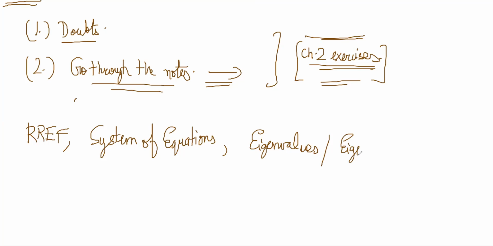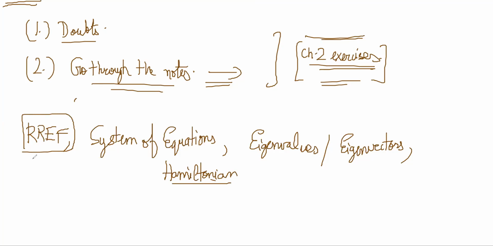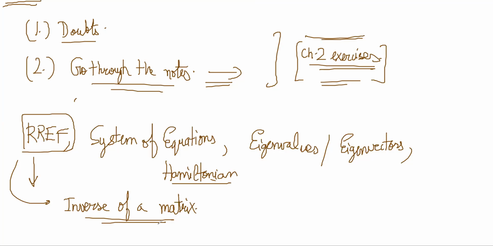Eigenvalues, eigenvectors, Cayley-Hamilton: these are all standard things. The only thing that is sometimes a little tricky is row reduced echelon form; you have to get it right. From there, you should be able to find the inverse of a matrix. Inverse and adjoint have not yet been done.